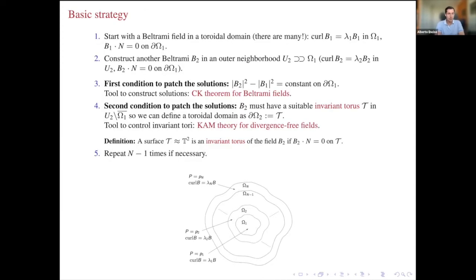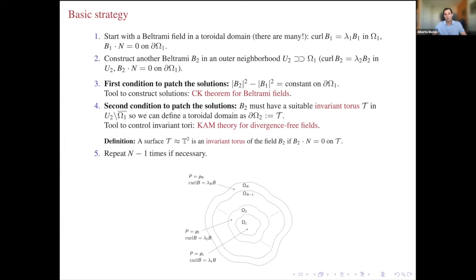So this lemma is very straightforward, but it gives us an idea about the kind of strategy that we can use. The idea is that we're going to start with a certain Beltrami field in a toroidal domain omega 1, let's call it B1, and then we want to construct another Beltrami field B2 in a small thickening of the toroidal domain we started with. There are two conditions we need for that new Beltrami field B2 so that we can patch these two Beltramis to get an MHD equilibrium. The first condition is that the difference between the squares of the pointwise norms of those Beltrami fields has to be constant on the boundary of the initial domain.